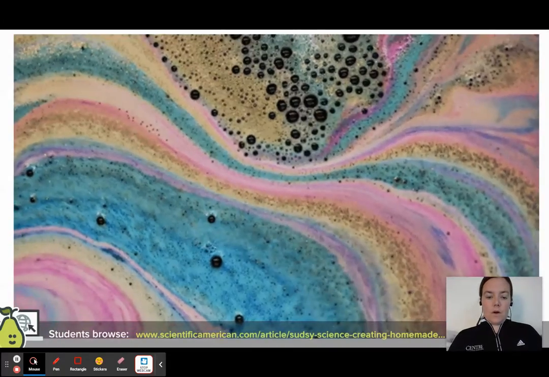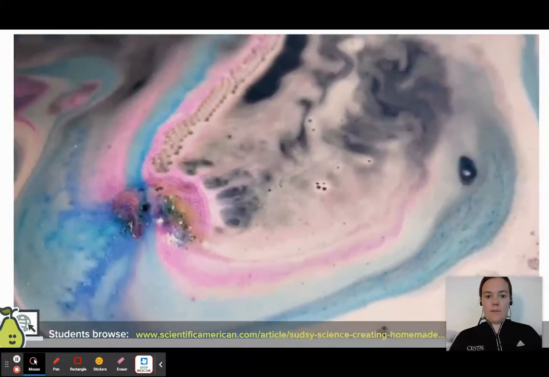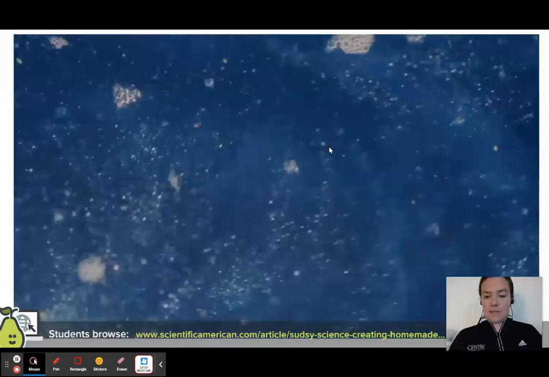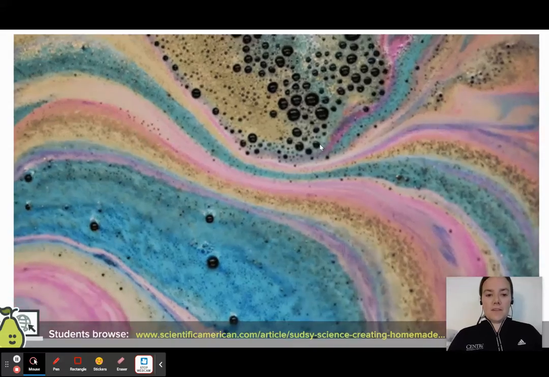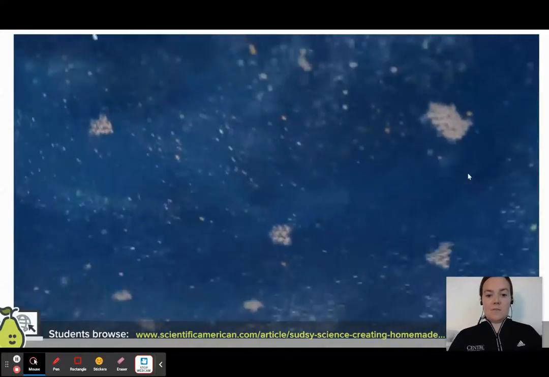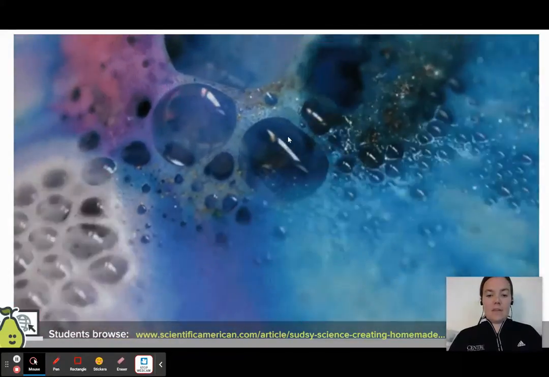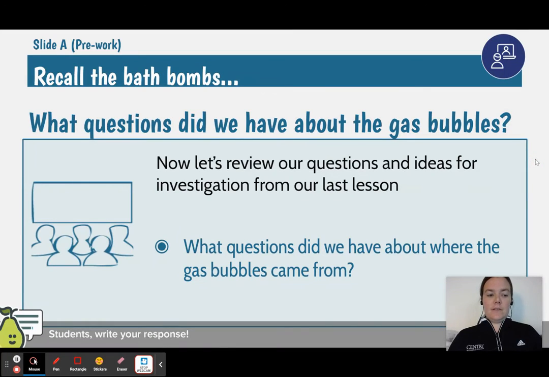So let's review and remember what is going on in this image here, or this GIF. So this is a bath bomb, obviously. Do we think this is a chemical or a physical change? So most of us should identify that this is a chemical change. Those bubbles being produced and the interaction that it's having in the water is not just physically changing it. So we want to dive into a little bit more about what's going on and what those bubbles exactly are.